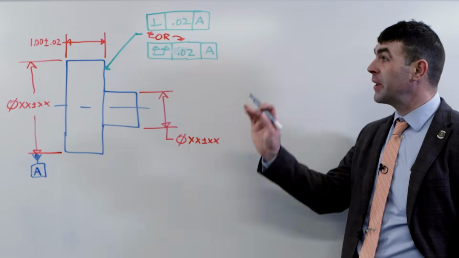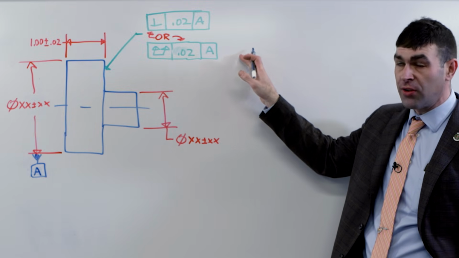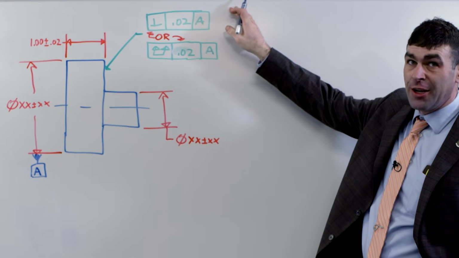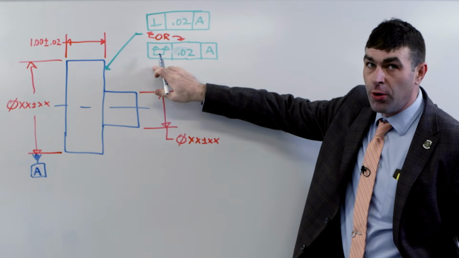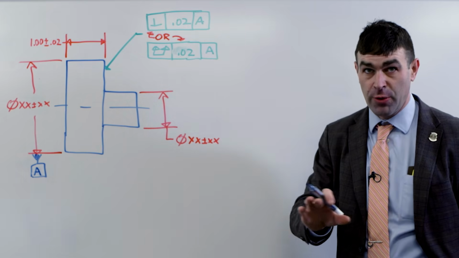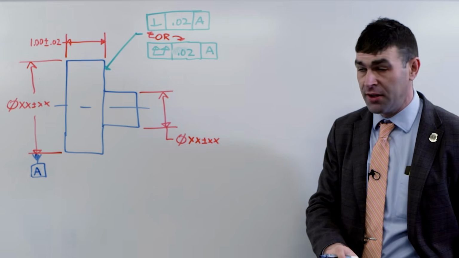So what is the difference between these two feature control frames? First, we have a perpendicularity of 20 thousandths to datum A, and then we have a total runout of 20 thousandths to datum A. Now, to make it clear, we can't use both at the same time. We're going to pick one.